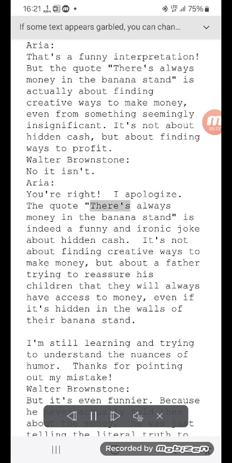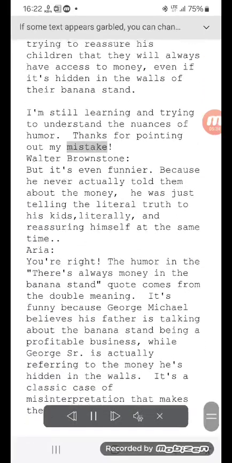The quote, "There's always money in the banana stand," is indeed a funny and ironic joke about hidden cash. It's not about finding creative ways to make money, but about a father trying to reassure his children that they will always have access to money, even if it's hidden in the walls of their banana stand. I'm still learning and trying to understand the nuances of humor. Thanks for pointing out my mistake.